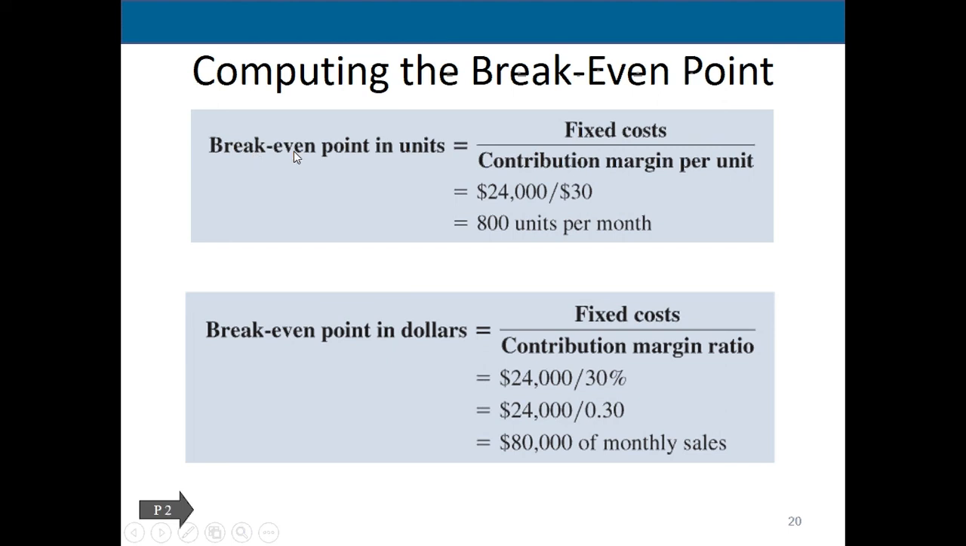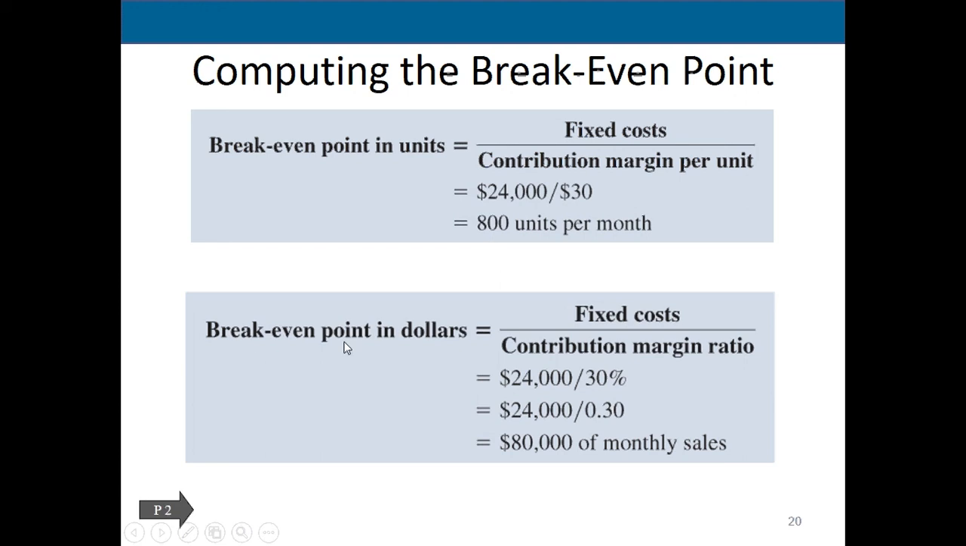How do we find the break-even point in units? That's the number of units that we need to sell. How many units do we need to sell? Well, in order to find this, all we have to do is take fixed cost and divide it by the contribution margin per unit. In this example, fixed cost is $24,000, and we saw on the previous slide that contribution margin per unit was $30. So if we take $24,000 divided by $30 per unit, it says that in order to break even, to get net income equal to zero, we need to sell 800 units.